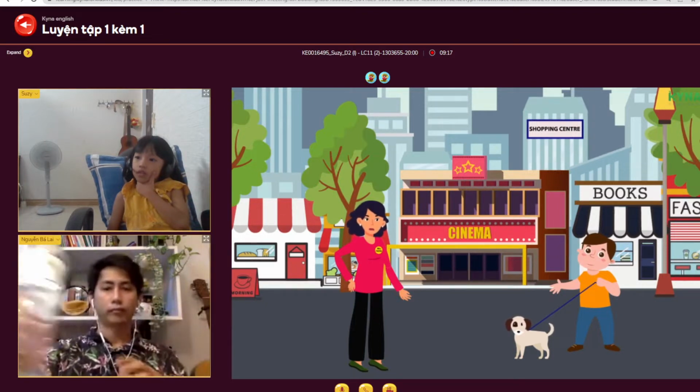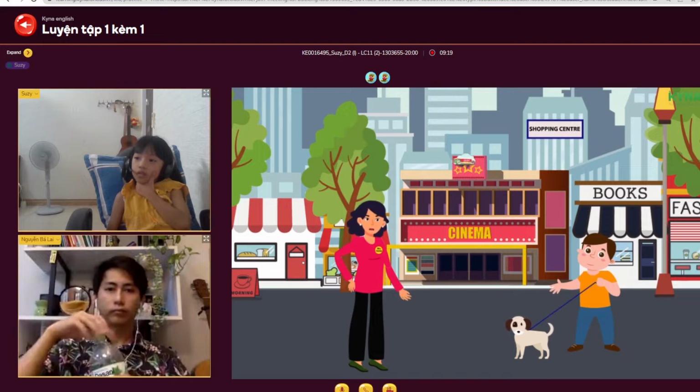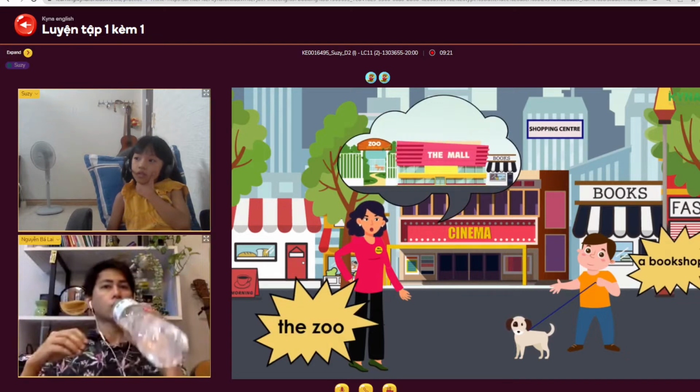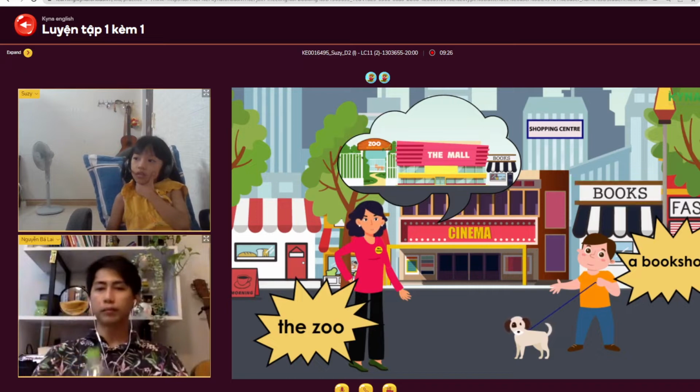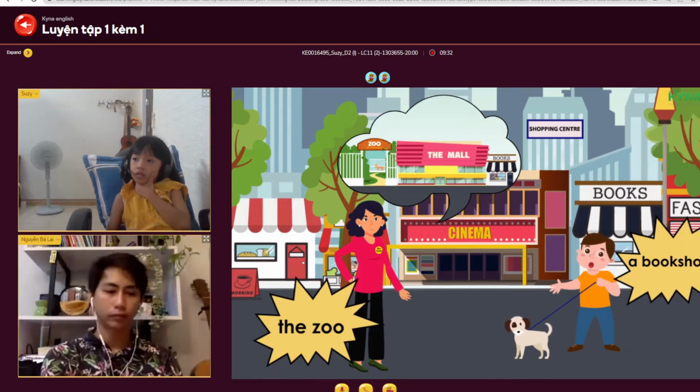I'm looking for the shopping centre on 3rd Street. It's between the zoo and a bookshop, I think. Is it that shopping centre? 3rd Street? Oh, I see. Then it's not near here. But you can take the bus.